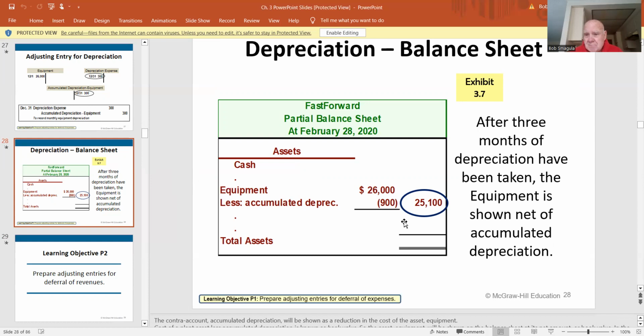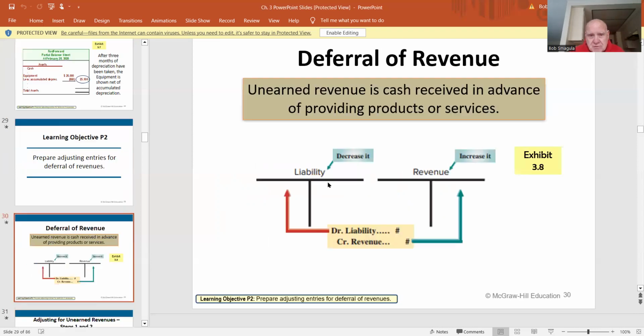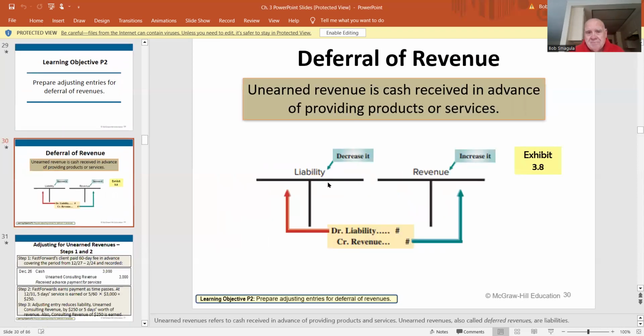Therefore, the net book value, after 3 months of depreciation have been taken, the equipment is shown net of accumulated depreciation. Net book value. Remember, you never credit the asset itself. Okay, those were introductions to deferrals. We'll go a little more here.